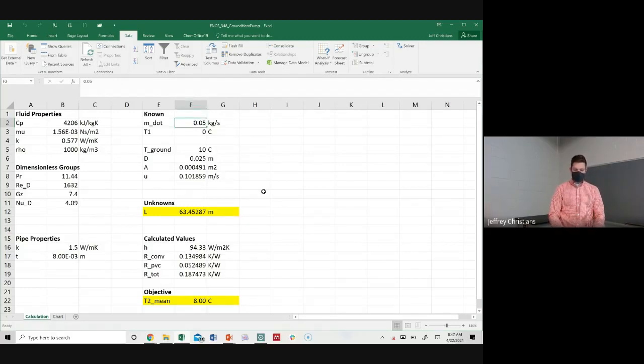We can look at how changes in flow rate matter. So if we went from, say, 0.5 to 0.025, we see when we have lower flow rate, our velocities are going to go down. So it's going to be in the pipe for longer. So we can see with the same length, we now have a temperature of almost 10 degrees. So it's really sensitive to flow rate and how fast we're moving through this pipe.